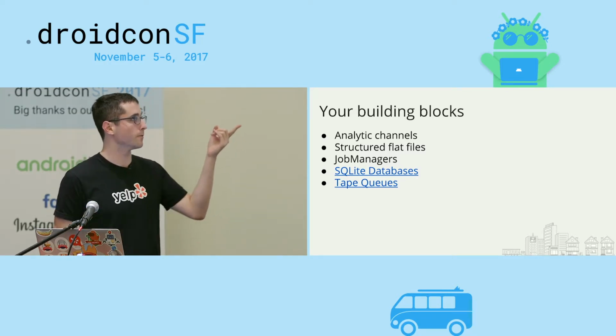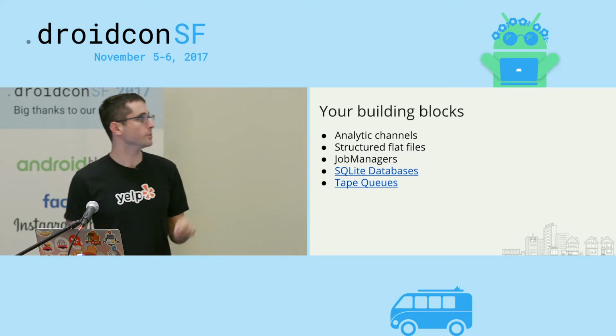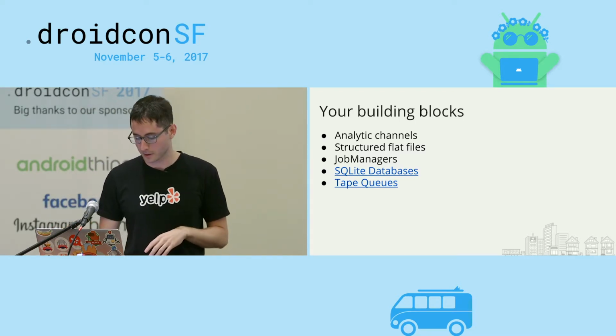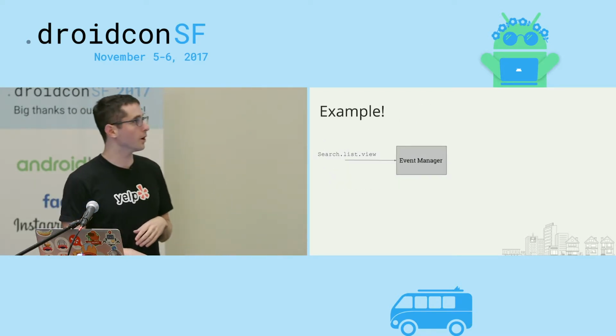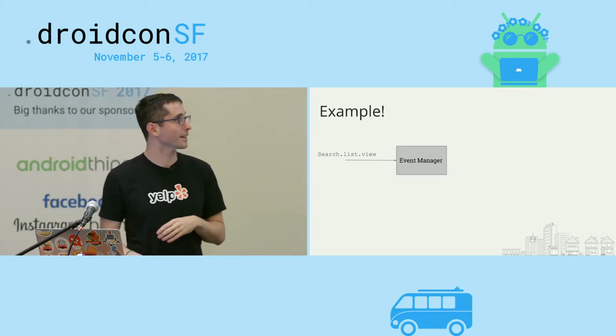Tape, for those of you who aren't familiar, is a queuing library from Square, which makes 2 obligatory Square library references in this presentation. No RxJava references, though, so that might make me heretical. And no Kotlin.